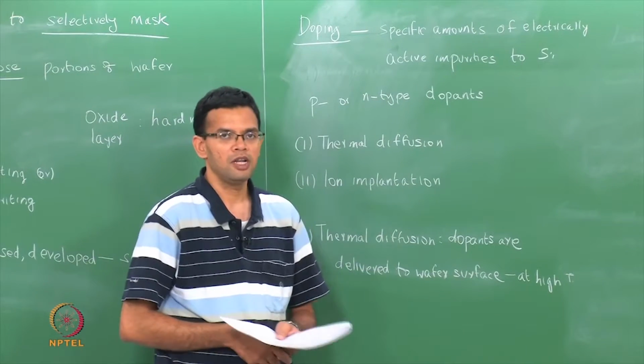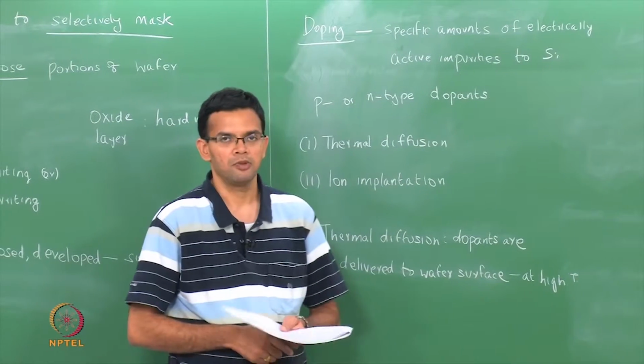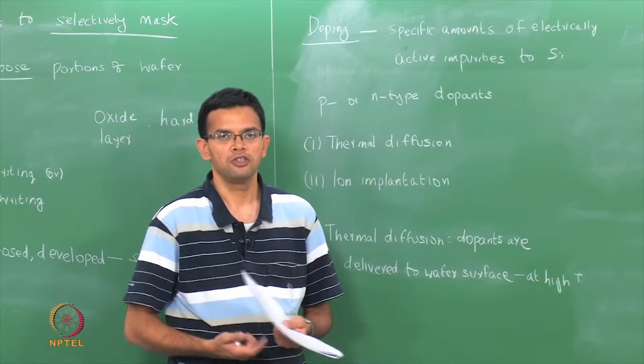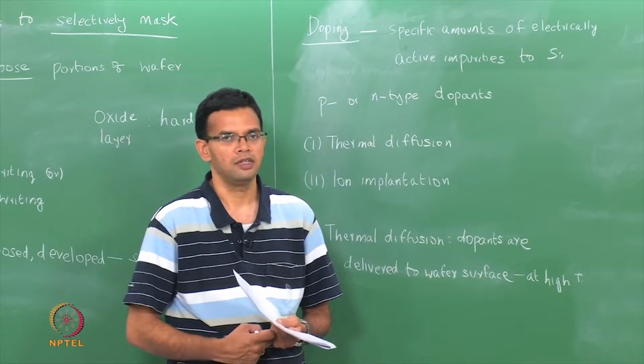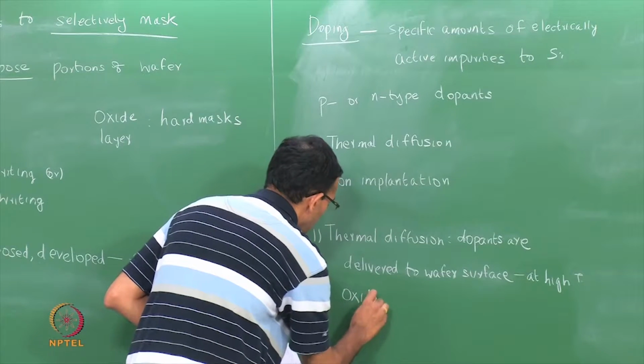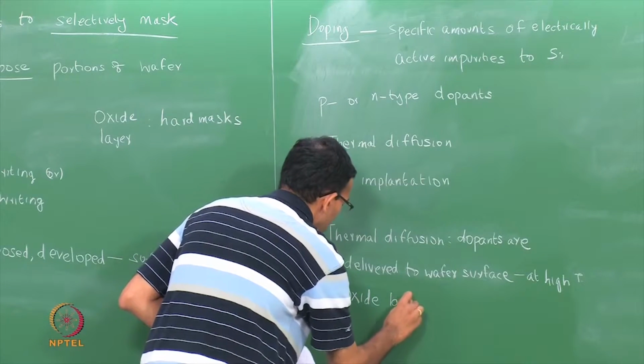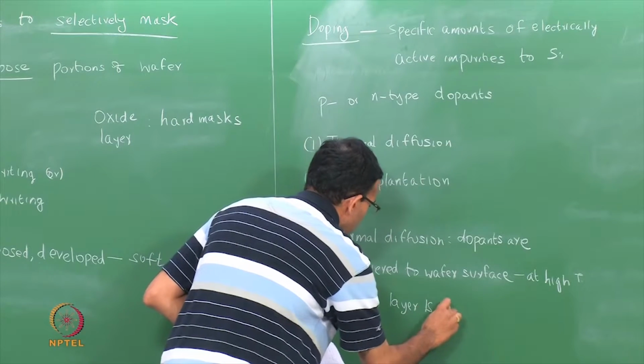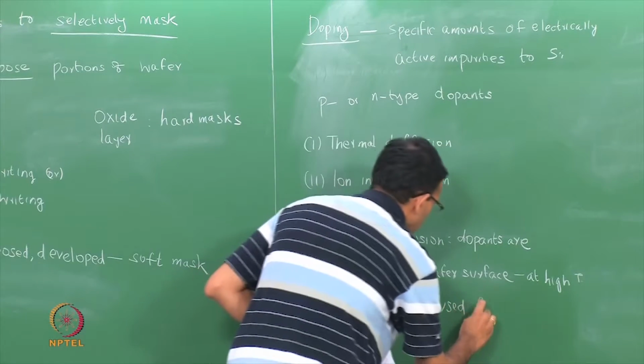So, because thermal diffusion is a high temperature process, you cannot use lithography in order to pattern it. Usually an oxide layer is used for patterning.